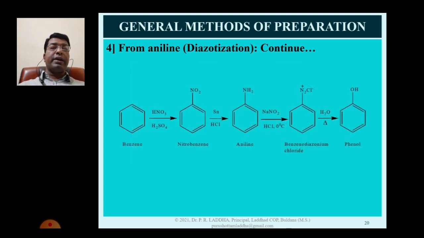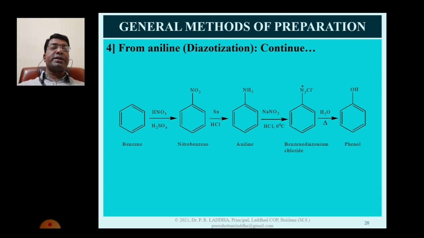So here again it shows how we can obtain that aniline from benzene. So benzene, when undergoes nitration reaction, it first produces nitrobenzene, which is one of the electrophilic aromatic substitution reaction of benzene. Then when this nitrobenzene is reduced by using tin and HCl, in that nitro group is reduced to NH2 group, and we get aniline. And how aniline can be converted into this phenol, that we have already seen.